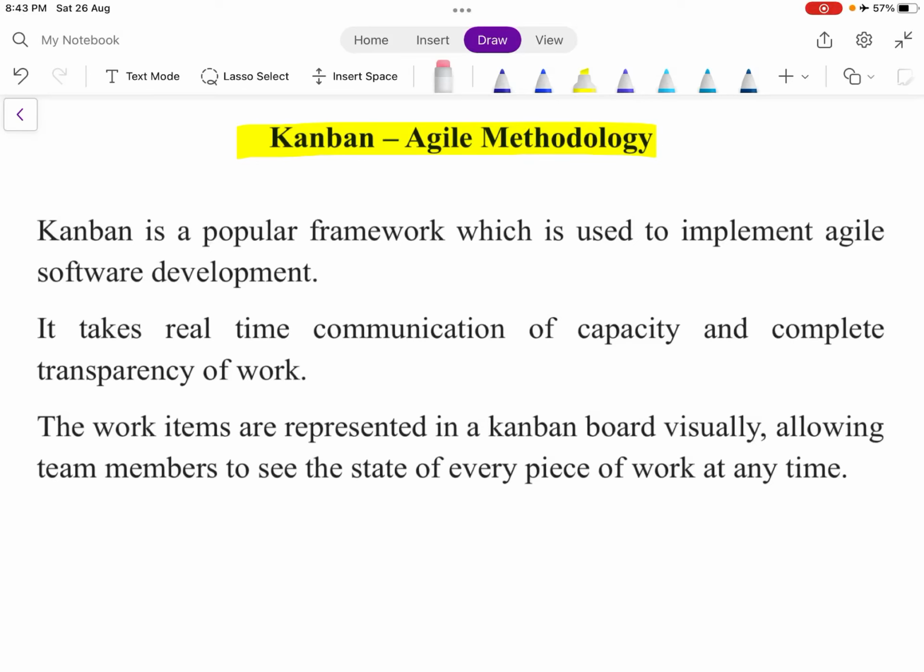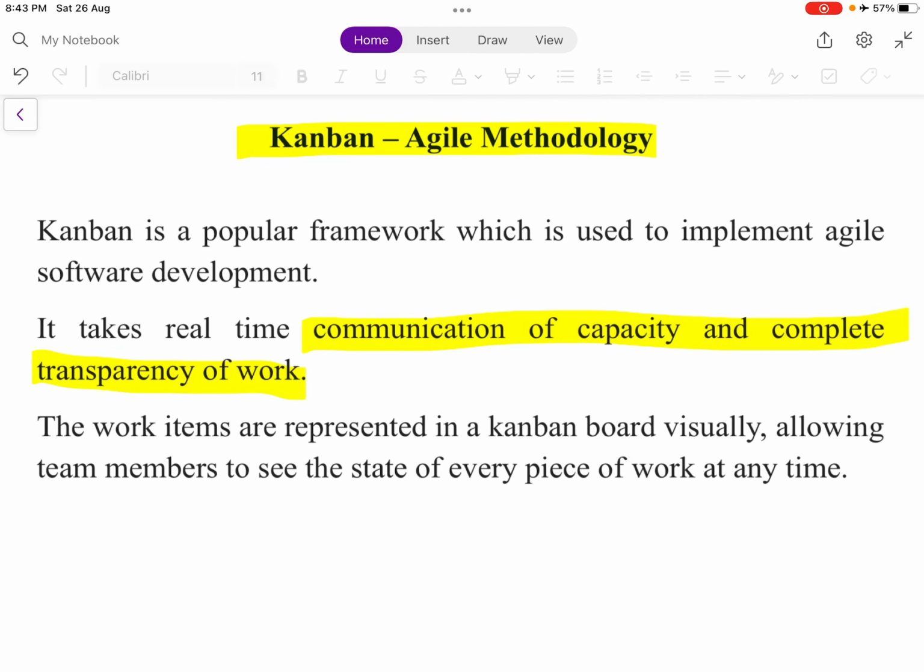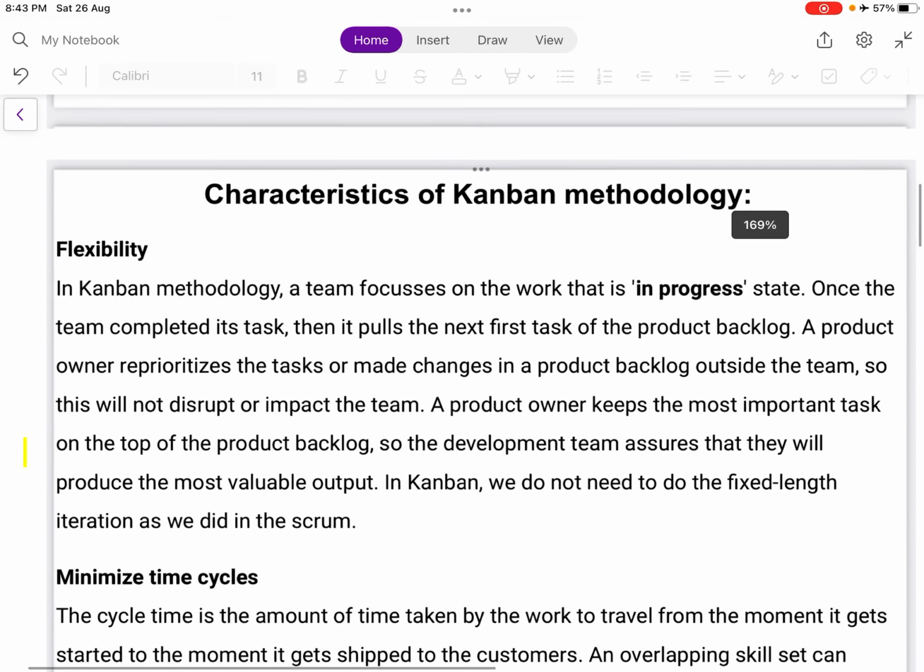Kanban is a popular framework which is used to implement agile software development. It takes real-time communication of capacity and complete transparency of work. The work items are represented on a Kanban board visually, allowing the team members to see the state of every piece of work at any time. So, the team members can see every piece of work at any time because the work items are represented on a Kanban board visually.